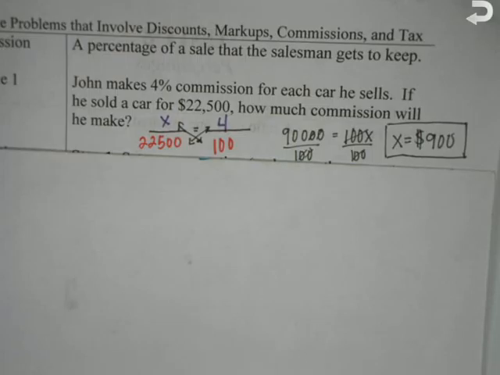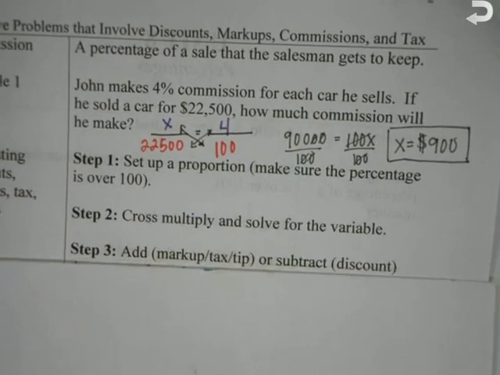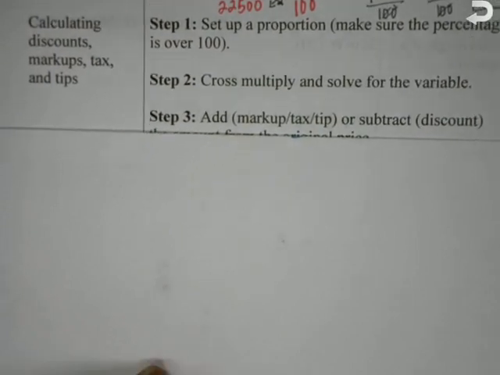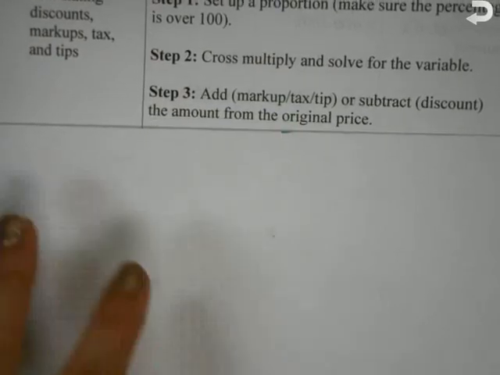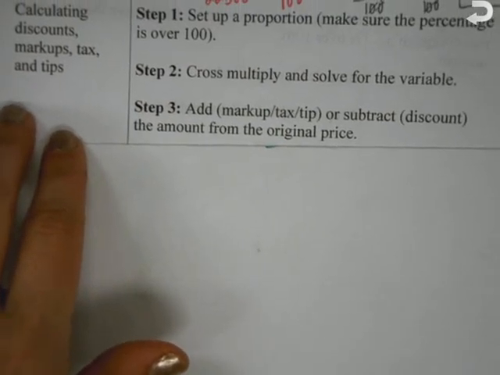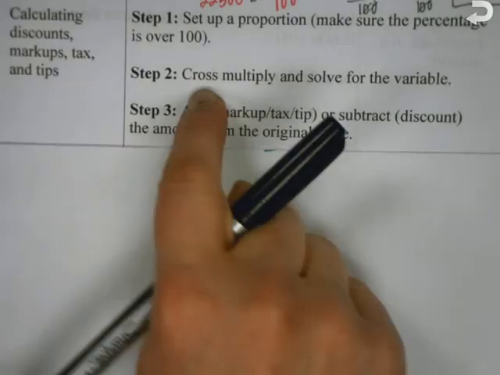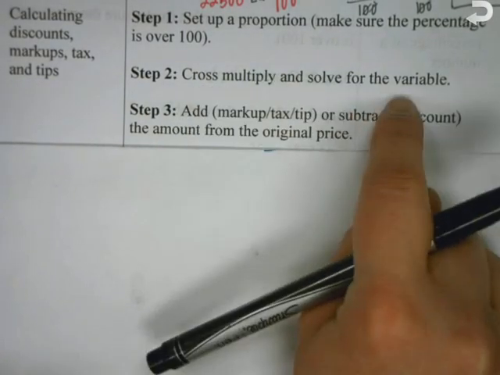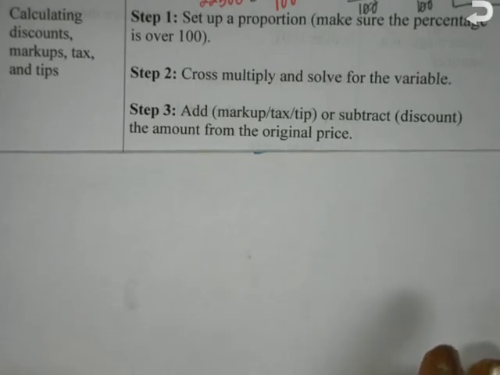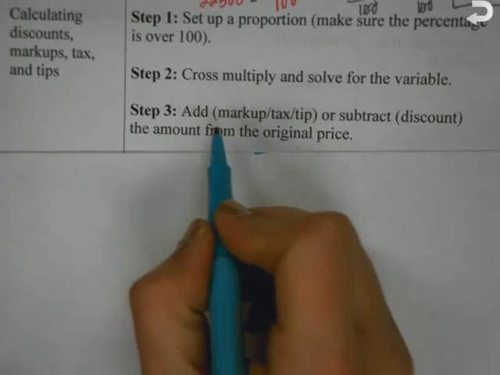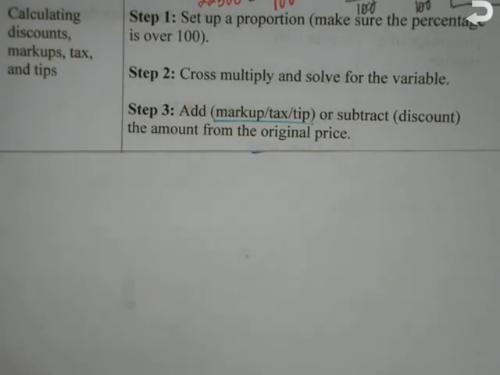When we are calculating discounts, markups, tax, and tips, the first step we want is to set up a proportion, and we want to make sure that the percentage is over 100. Then, just like we did in the previous example, we're going to cross multiply and solve for the variable. And then, if we are working with markup, tax, or tip, that means that we are actually adding to what the original cost was. Markup means that you're adding to what the original cost was. When you pay tax, you're paying more, so you add that. And when you're leaving somebody a tip, you add more to your original cost.